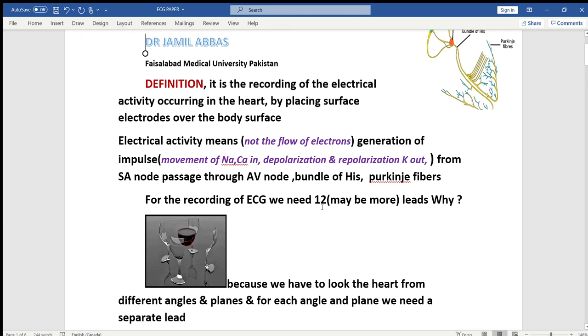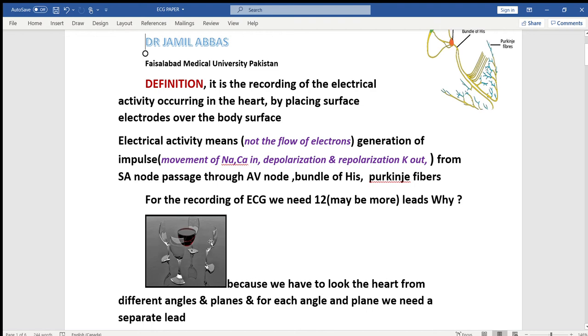Suppose in this diagram, here is your heart. Suppose this is the heart, although this is a cup, and there are four chairs around it. Suppose this is lead number one. It is looking at the heart from this side, while this lead or chair is looking at the heart from this side. This lead is looking at the heart from the back, and this lead is looking from the left of the heart. This is from the right of the heart.